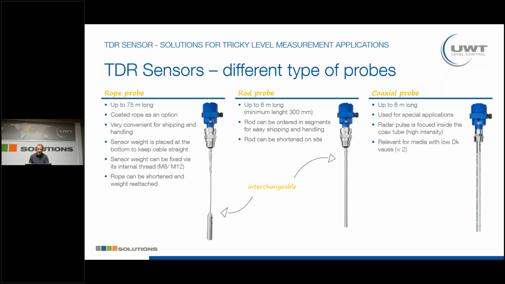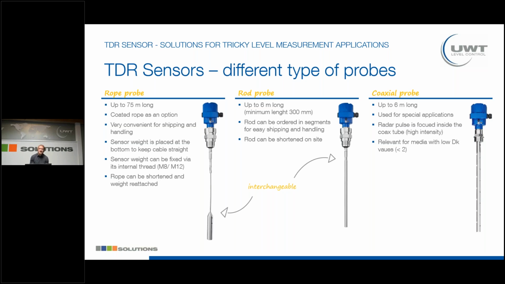As I said, we have different types of probes. So we have the rope probe, sensors with rope probe. They can be made very long. We have an option as a coating, so they are easy to ship and easy to mount. Also, when it comes to longer or higher silos, they can be fixed with the tensor wire, and they can also be shortened and cut to the length which the application needs.